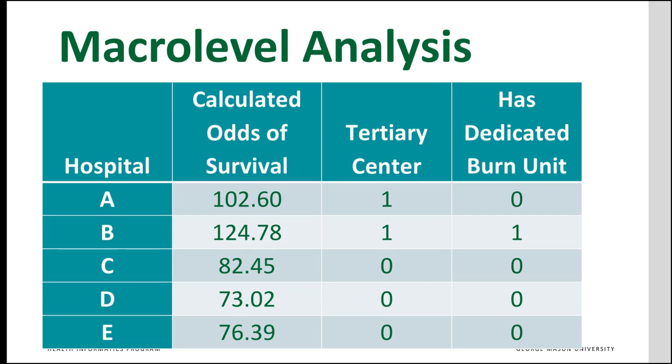Independent variables are whether the hospital has been designated as tertiary center and whether the hospital has a burn unit. Regressing the odds of survival on the independent variables will help us understand the effect of burn unit and tertiary designation on survival, while statistically controlling for patient case mix differences.